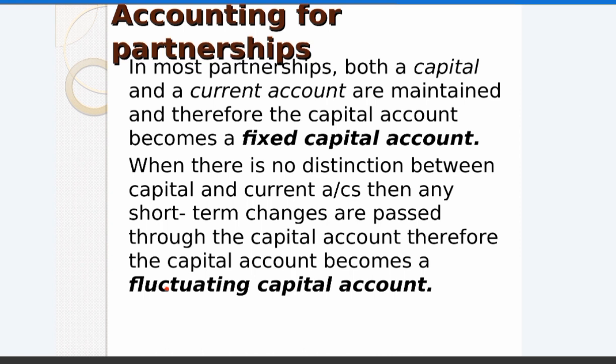So in this case, they are only maintaining one account, accounting for the short-term interest and the long-term interest. So the kind of capital account that you will have is a fluctuating capital account. So there are some small partnership firms which will deem it fit to just maintain one account as opposed to maintaining the two accounts, each representing its own interest. But when they combine both the short-term and the long-term interest, then the account that results is what we call the fluctuating capital account.